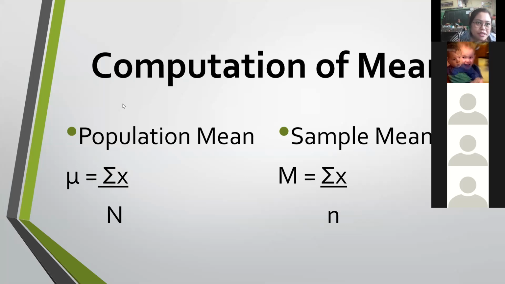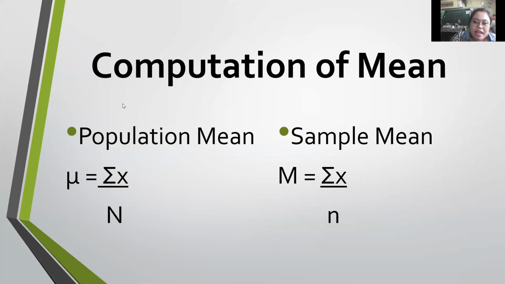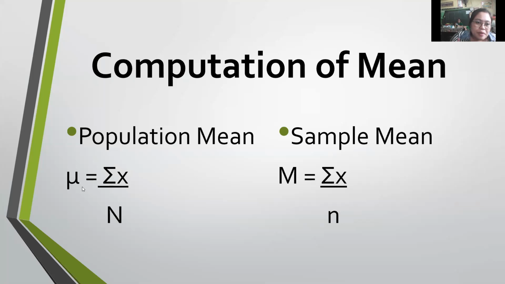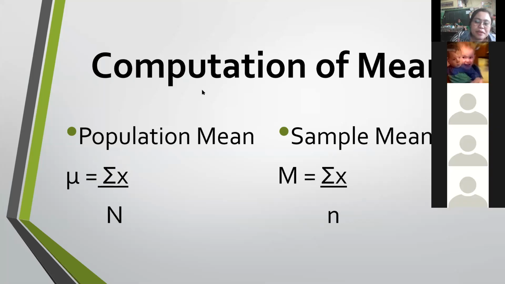We have two types of means, the population mean and the sample mean. For the population mean, you will use this formula. Mu is equal to the sum of all scores, if you see this symbol, it means you have to add all scores, divided by capital letter N. Remember, capital letter N refers to the total number of your population. That is why it is called the population mean.